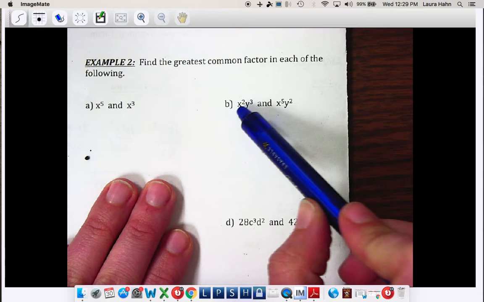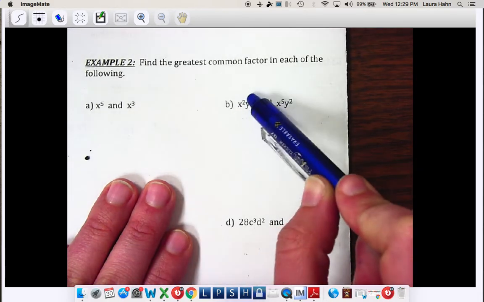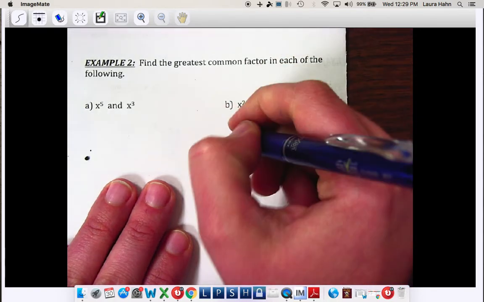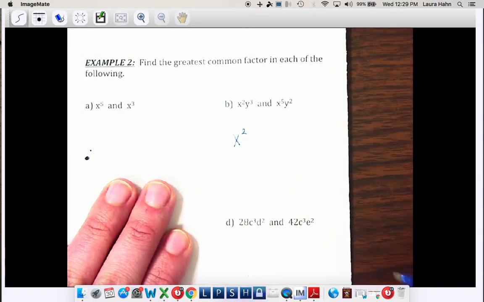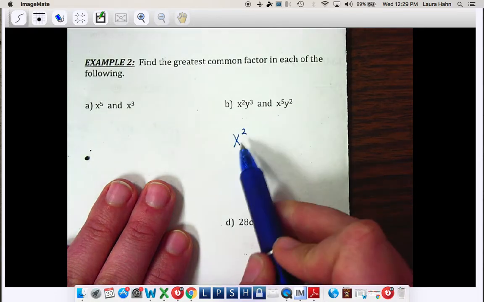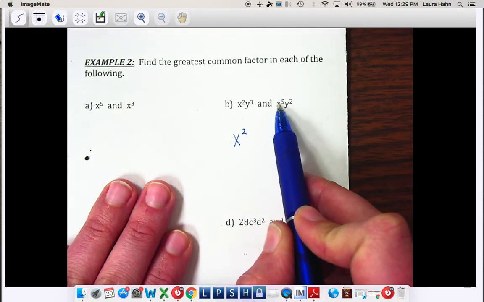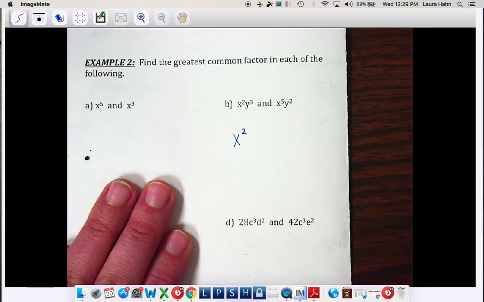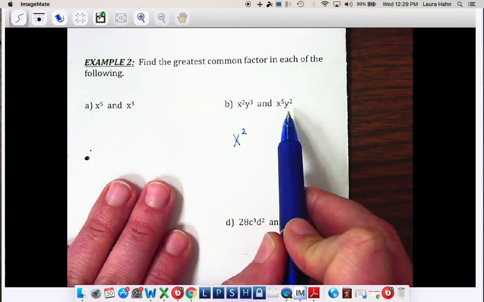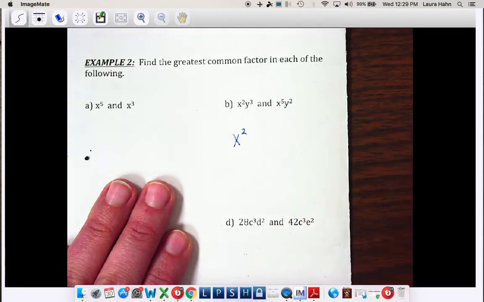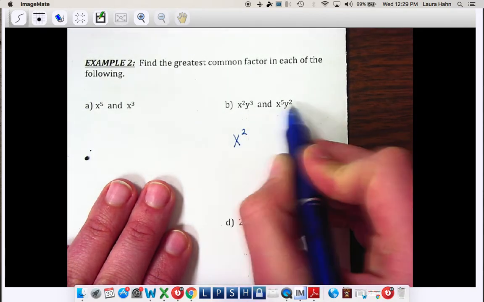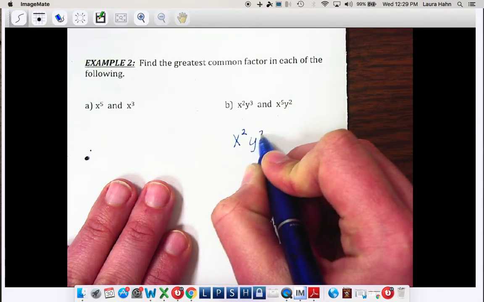Okay, they both have x's, but this one has x squared. This one's x to the fifth. So I know within both of these, they both have x squared. Because this one has 2 x's being multiplied, but also this one actually has 5, but it has at least 2 x's being multiplied. Okay, I see that they both have y's. Y to the third, y squared. Well, what is the biggest y to what exponent do they both have in common? Well, this one has 3, this one has 2, so I know 2 is the biggest that they both have in common, y squared.